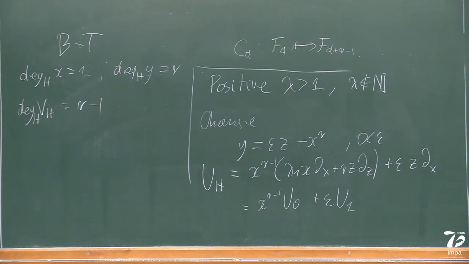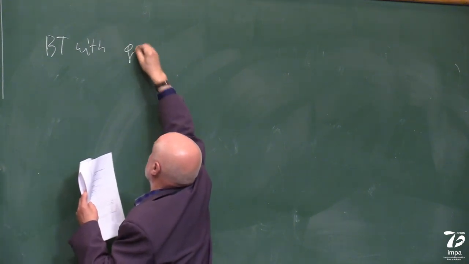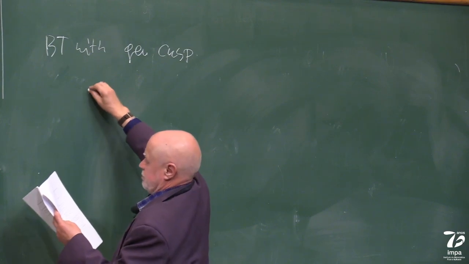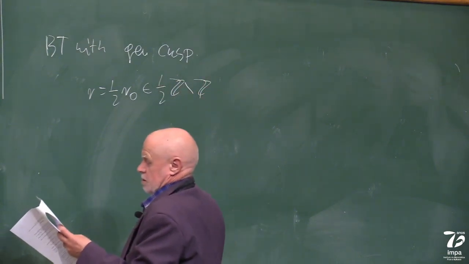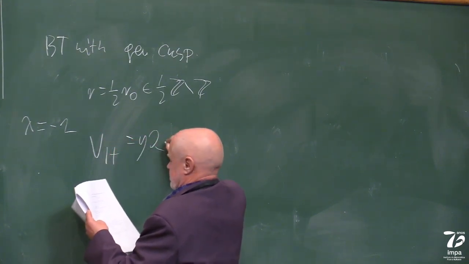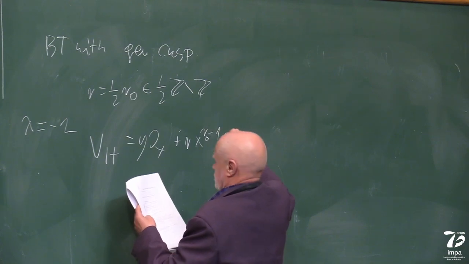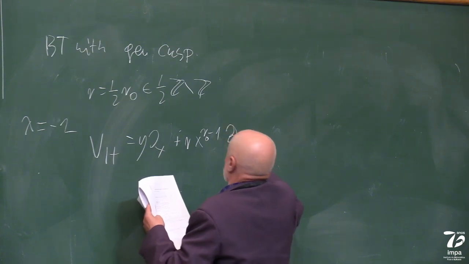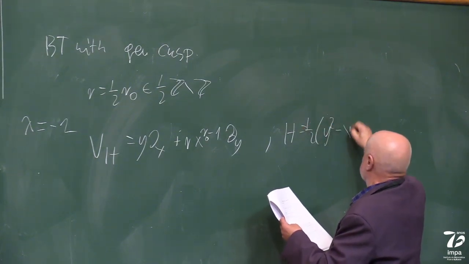Maybe a few words about the cusp singularity, the generalized cusp. So assume that R is 1/2 R0, which belongs to 1/2 of Z minus Z. And of course here lambda is minus one. Here the divergence, so V0, VH is just y d/dx plus R x to R0 minus one d/dy. So it is a Hamiltonian vector field with Hamilton function H equal to 1/2 y squared minus x to R0.